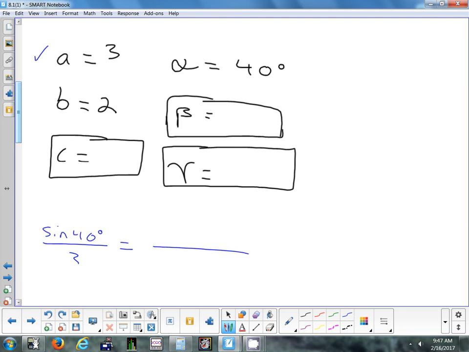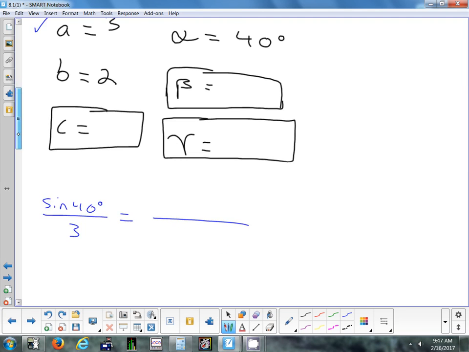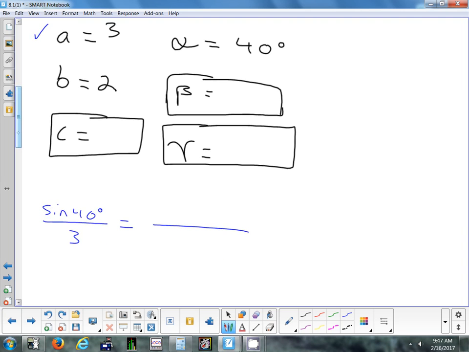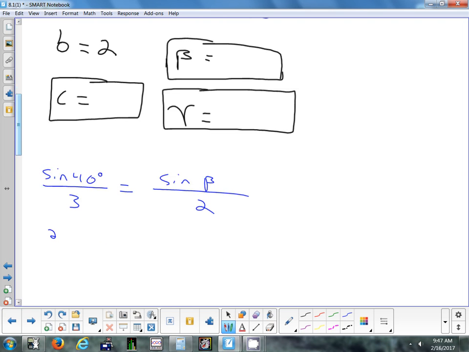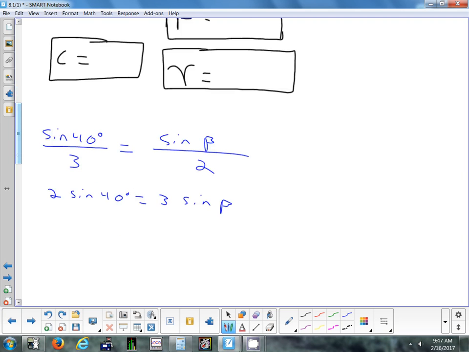Sine 40 over 3 equals sine beta over 2. Okay, we'll cross multiply. I'll just show this one out. 2 sine 40 equals 3 sine beta. 2 steps left to get beta by itself.